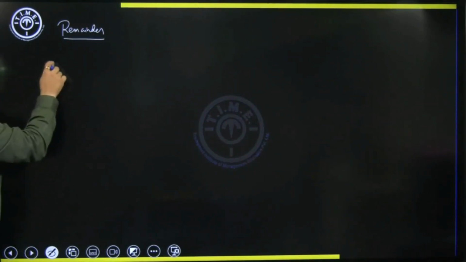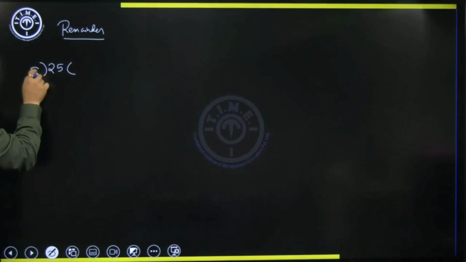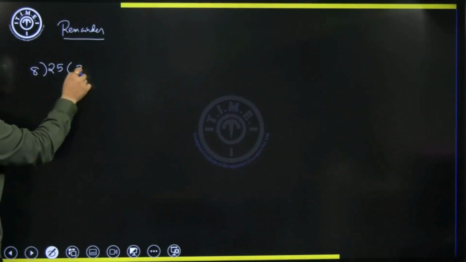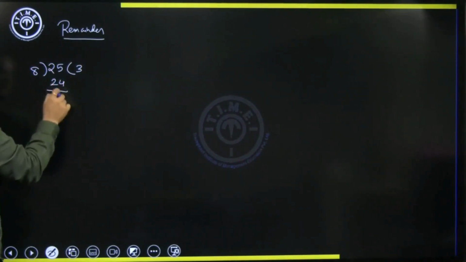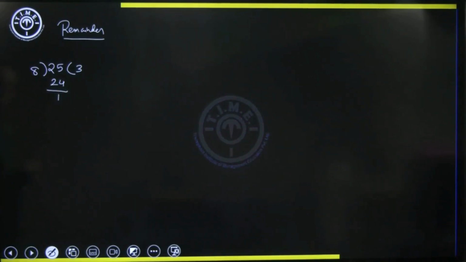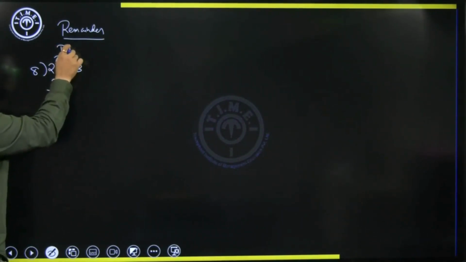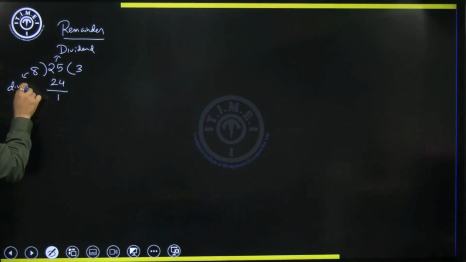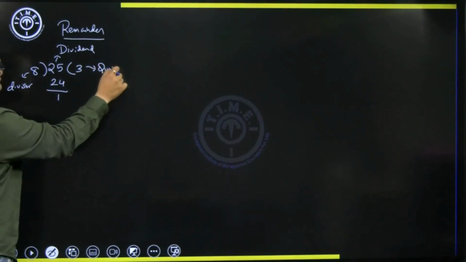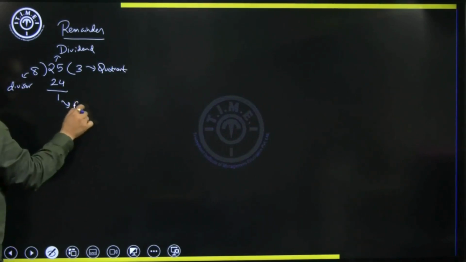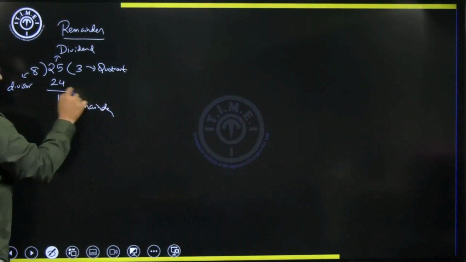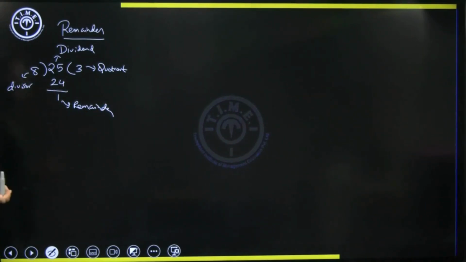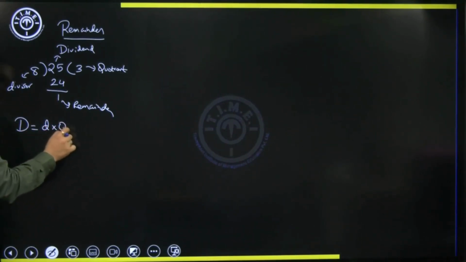Whenever you divide any number by another number, let us say 25 by 8, we say that 8 goes 3 times, 8 into 3 is 24, and the difference is 1. In this division, 25 is called the dividend, 8 is the divisor, 3 is the quotient, and this 1 we call the remainder. These 4 variables are connected by an equation: dividend is equal to divisor into quotient plus remainder.